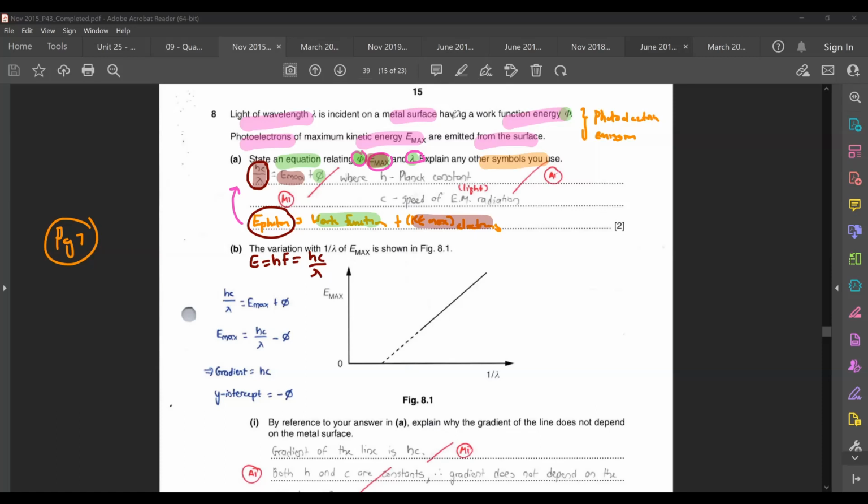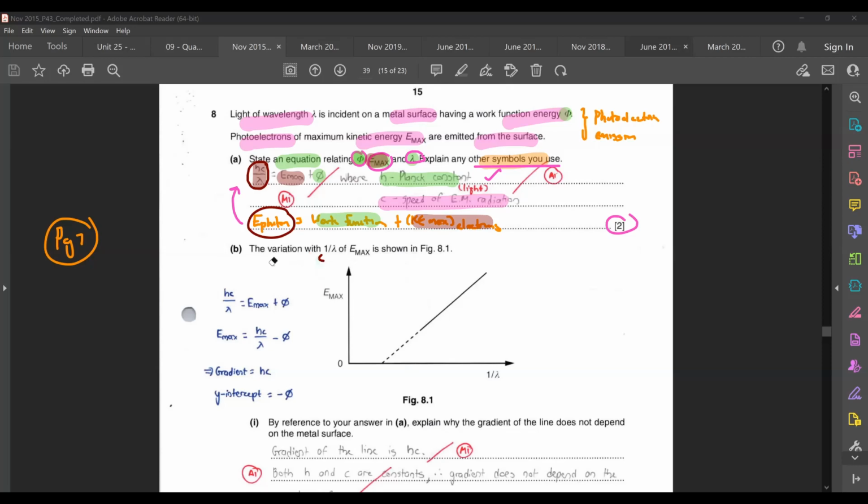The question asks you to define any other symbols that you use. For the other symbols that you have used here, you have the Planck constant, which was not defined inside the question, and also the speed of light, or rather the speed of EM radiation, which was also not defined. So you write this equation here, you will be getting your 2 marks. All right, then you look at part B.